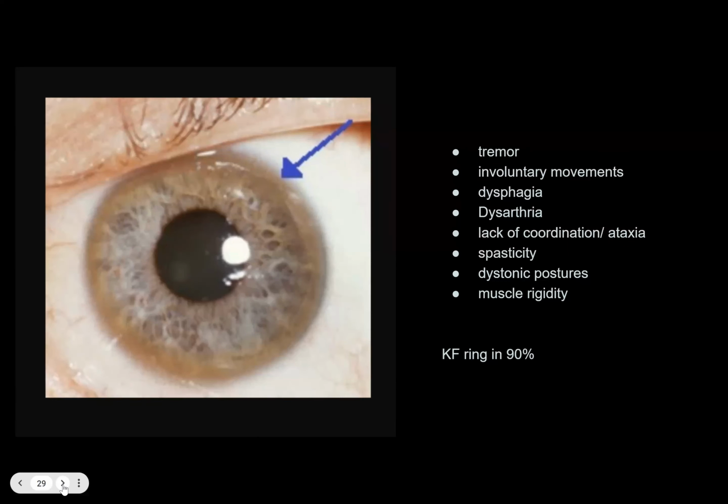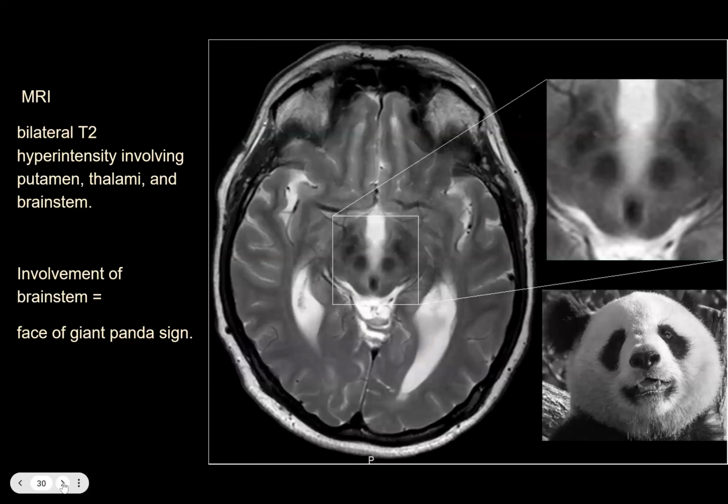Because it's a very easy question, I haven't included all the details. So this is the MRI where there is the face of the giant panda sign. So that is in the brainstem.